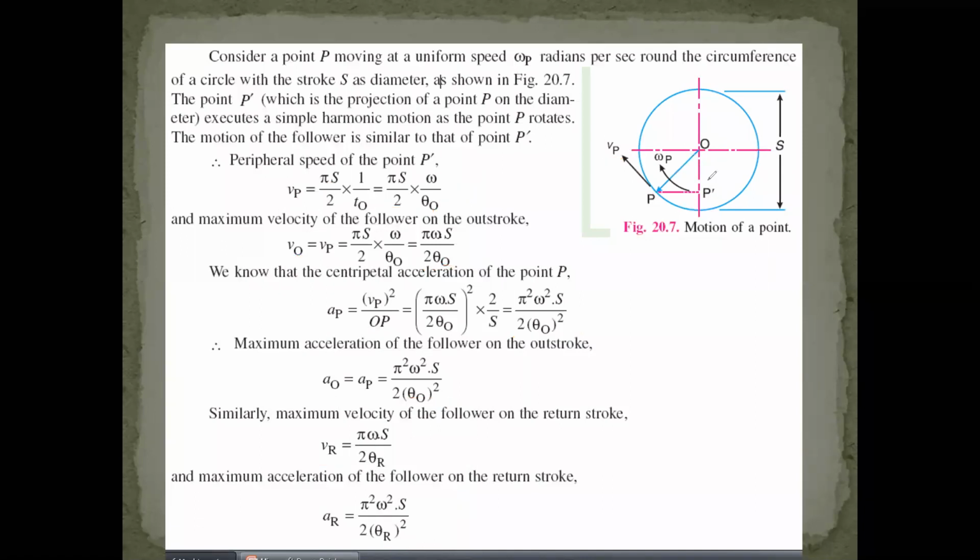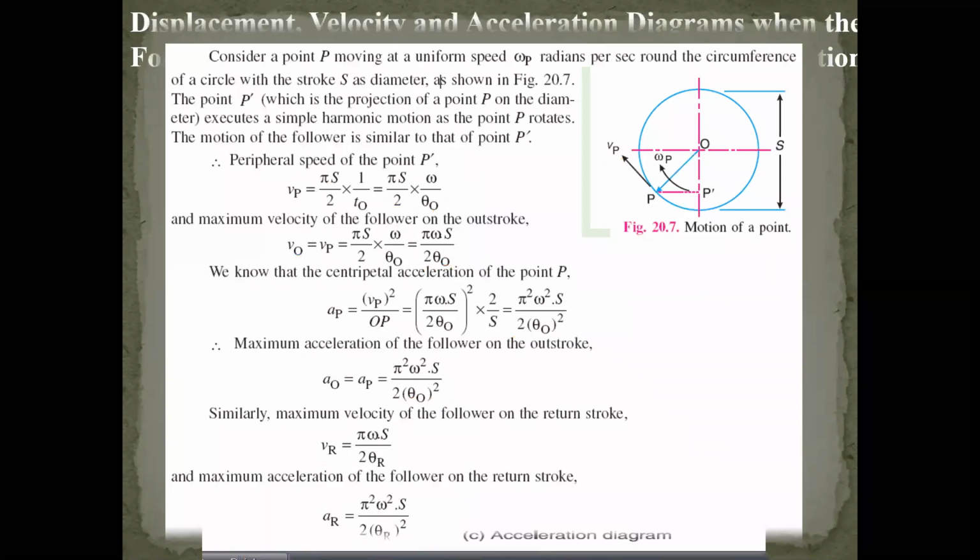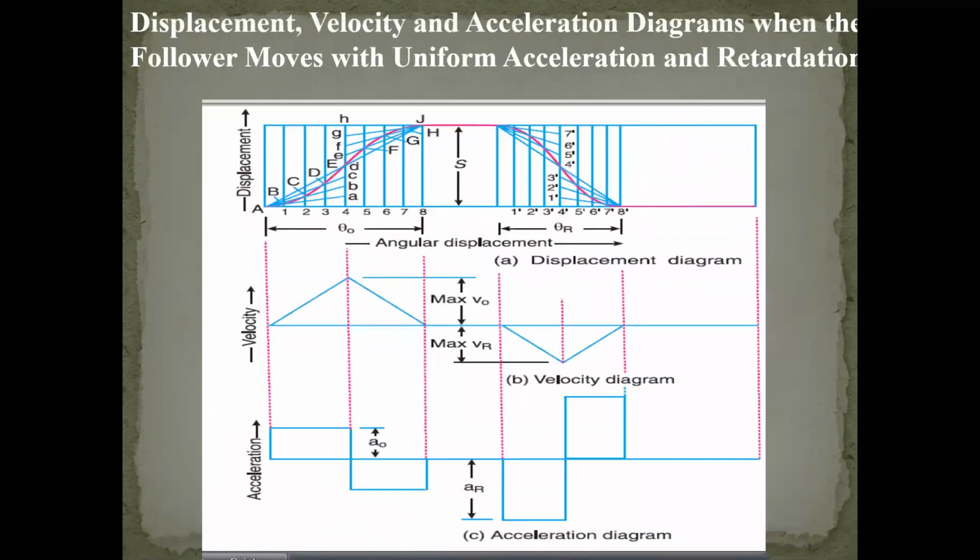That is the uniform acceleration and retardation. When the follower moves with uniform acceleration and retardation, what type of displacement, velocity and accelerations are there? We will see here.